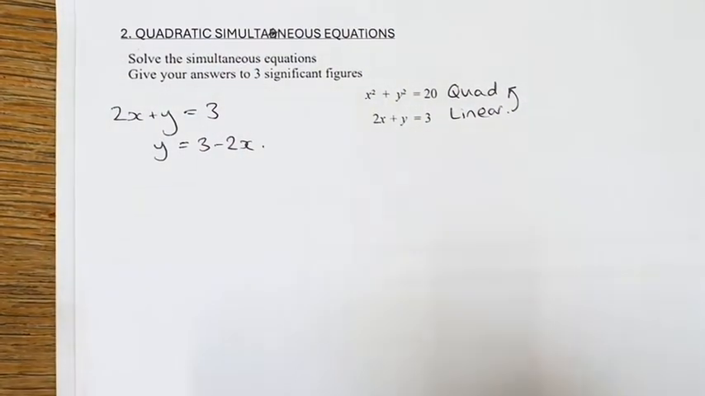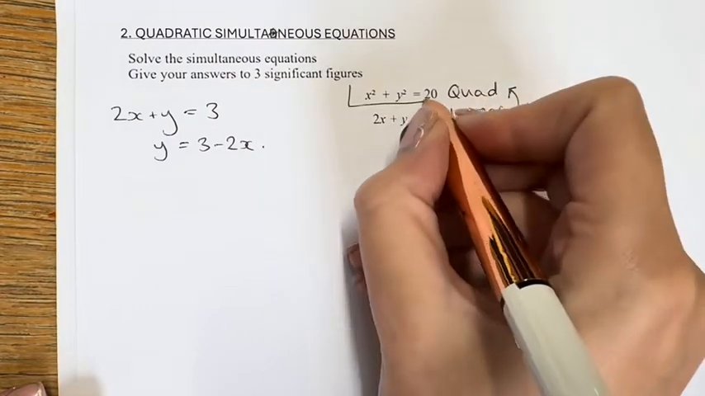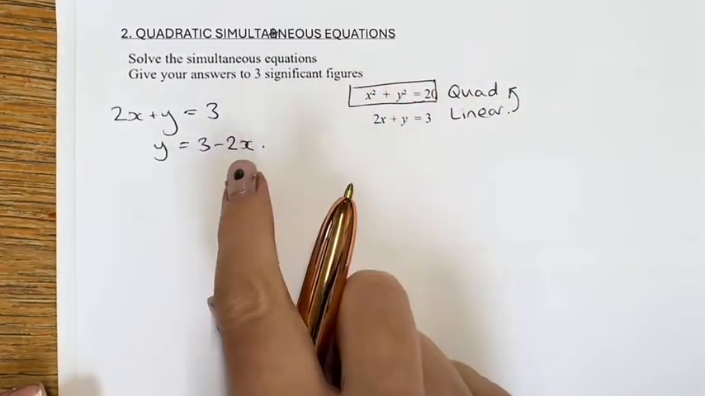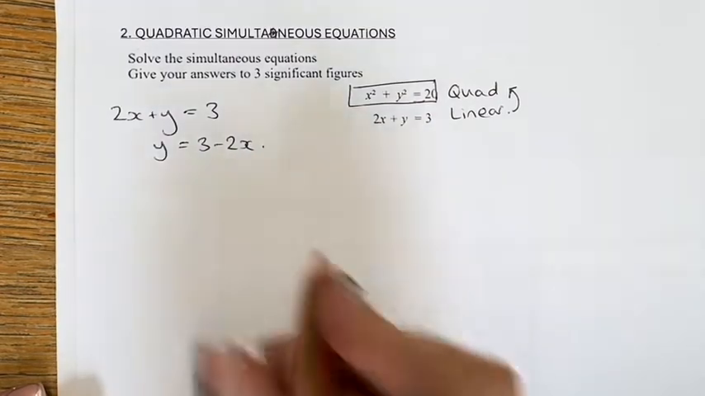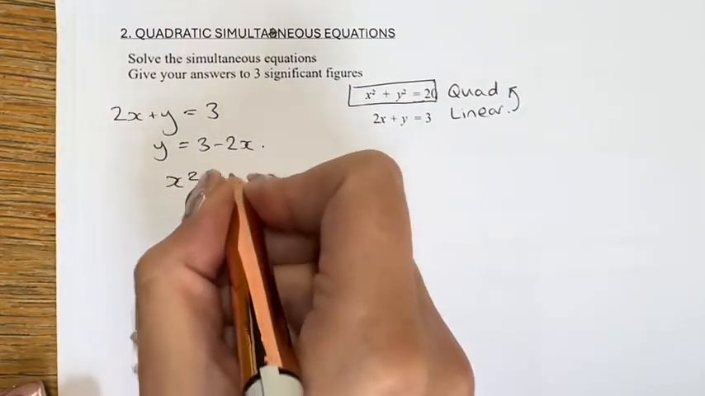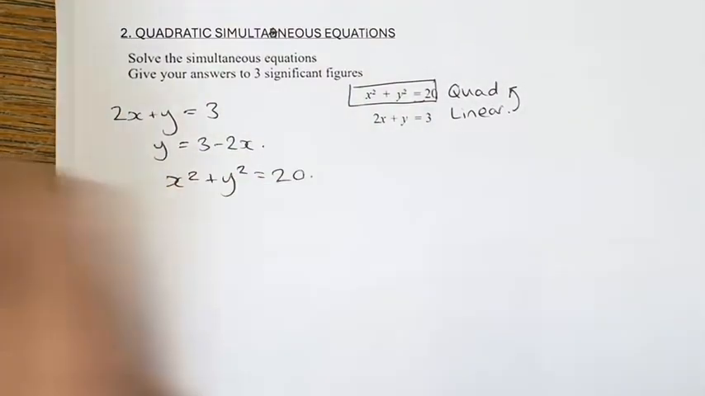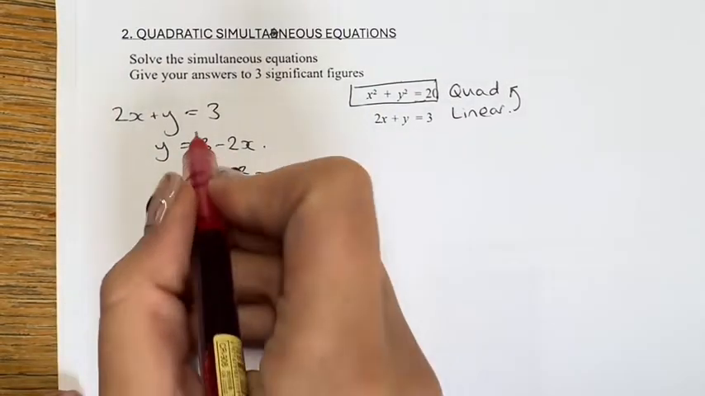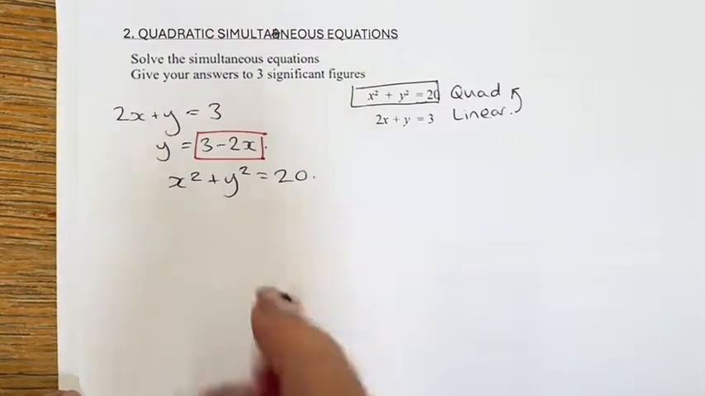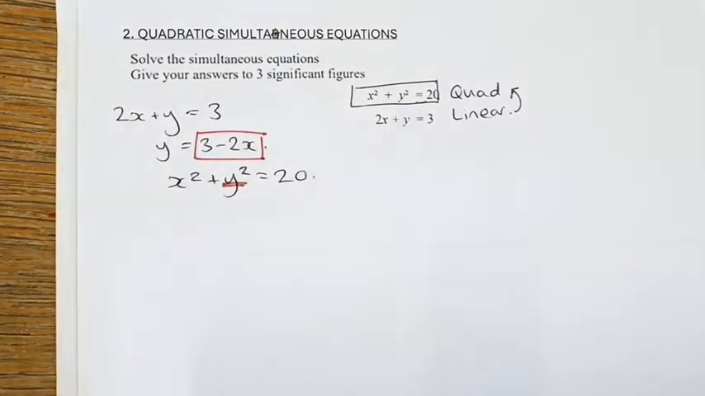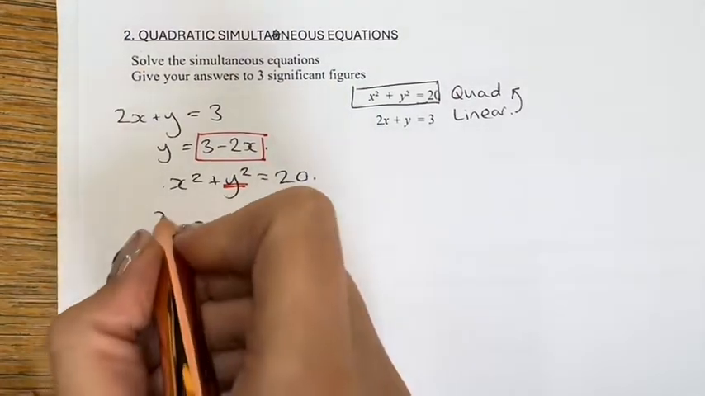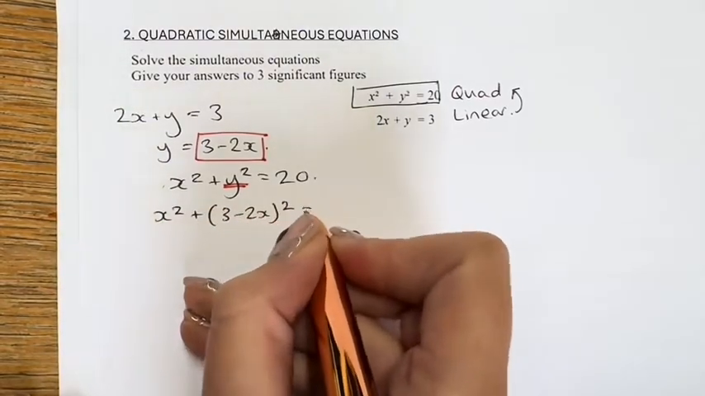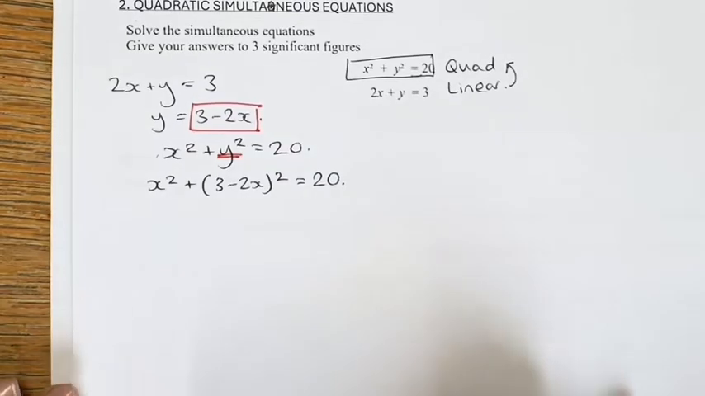And when y is the subject, we can take this quadratic and wherever I see a y, I can substitute that in. So x squared plus y squared equals 20. And because y equals this, and this is the mistake most people make, that is what I'm swapping for y here. So x squared plus bracket 3 minus 2x squared equals 20.